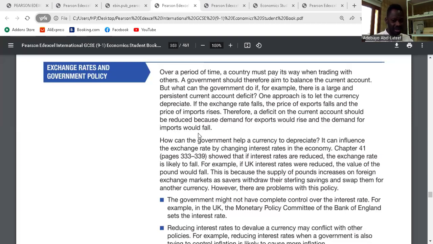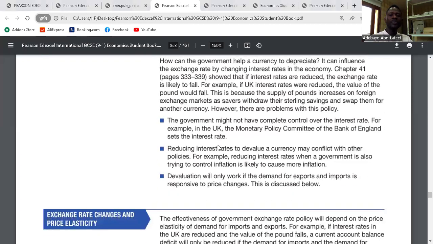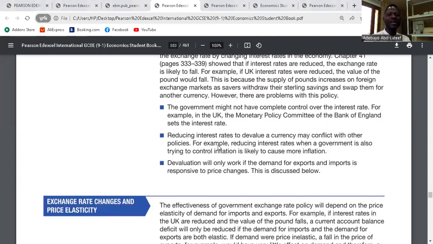Which is monetary policy, the government might not have complete control over the interest rate. For example, in the UK, the Monetary Policy Committee of the Bank of England sets the interest rate. So one of the problems this policy would bring about is lack of control by governments over the interest rate. So if the government of the country does not have full control of the interest rate, then it is not possible to use interest rate to depreciate the value of the currency.